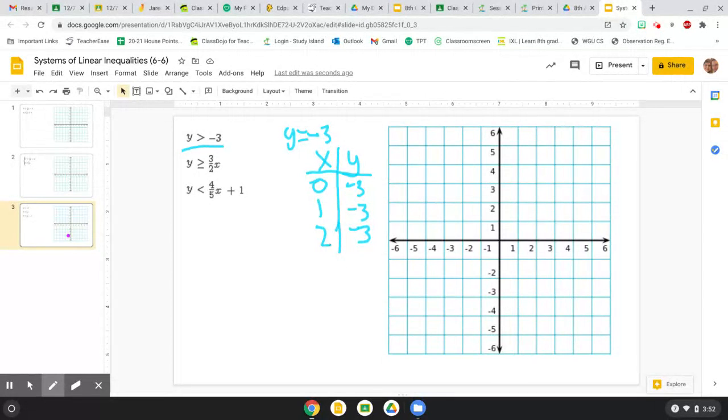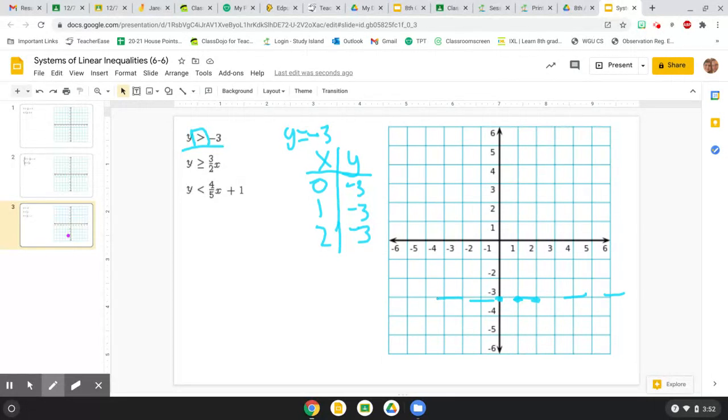So I'm not moving left or right, but I'm going to negative 3. And then I'm going 1, negative 3, and 2, negative 3. So it's making that horizontal line. So now I need to determine if it's going to be dotted or if it's going to be a solid line. So when I look here at my inequality, it is greater than, okay, so there's no equal to, which means I can't include whatever's on that line. So this has to be a dashed line.